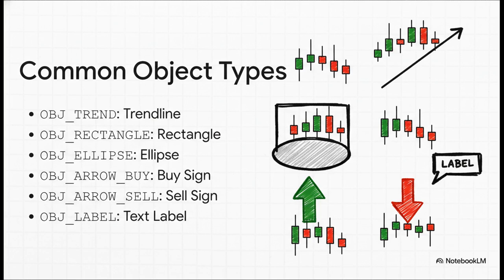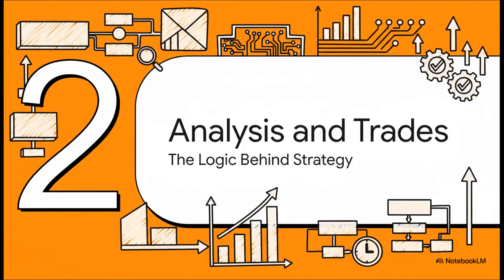And just like with the chart properties, you do this with simple, descriptive constants. You want to draw a trend line that your strategy just found? Use OBJ_TREND. Need to pop a little arrow on the chart to flag a buy signal? OBJ_ARROW_BUY is your friend. Think of these object constants as the vocabulary you use to visually communicate what your program is thinking right on the price chart.